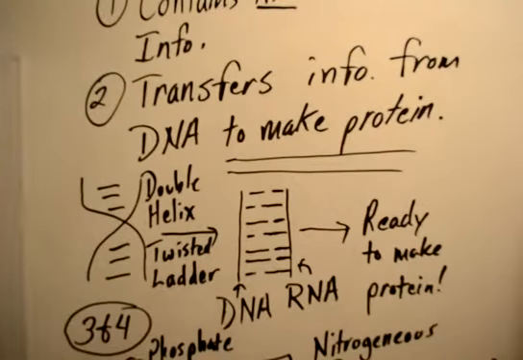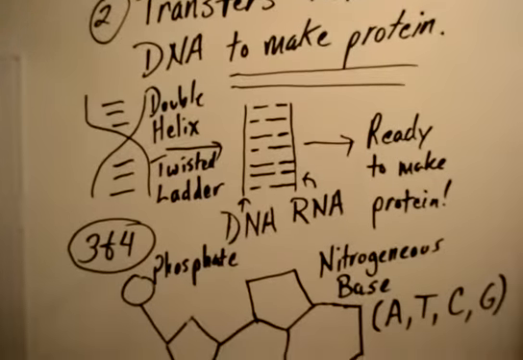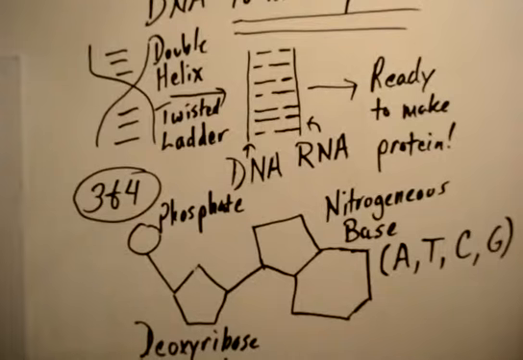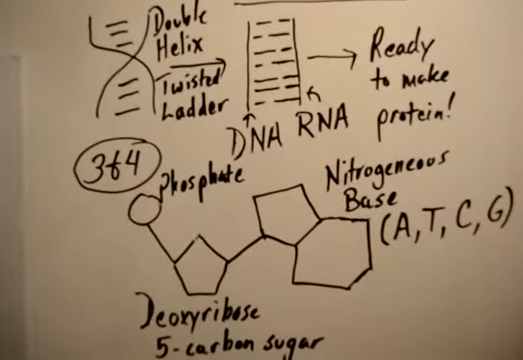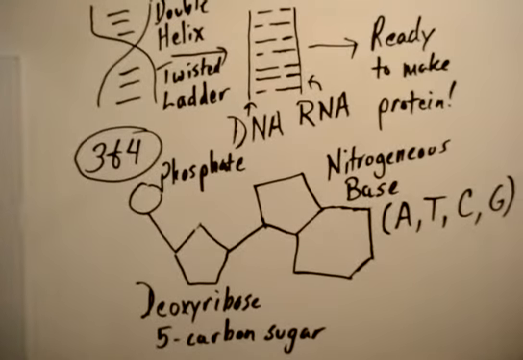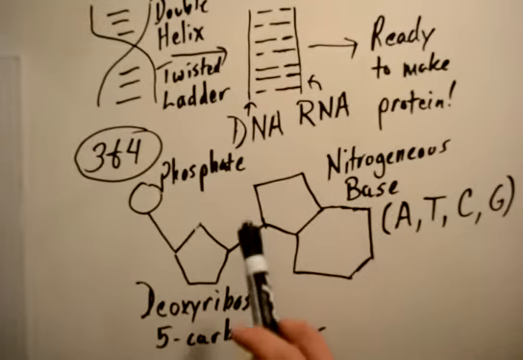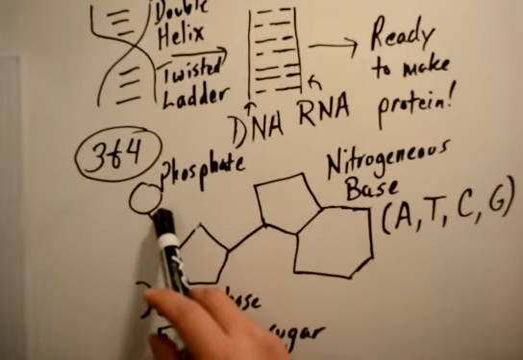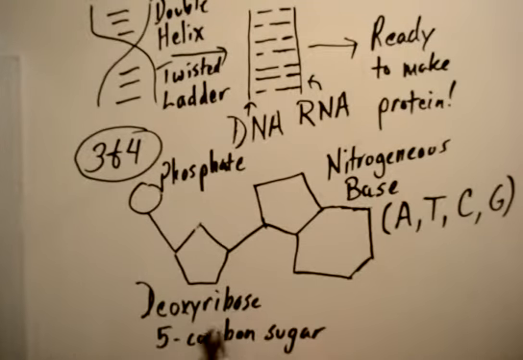Now, number 3 and 4 deal with the monomer of a nucleic acid. So the monomer of a nucleic acid is going to be a nucleotide. So a nucleotide is going to have 3 different parts. So these different parts are going to be your phosphate group, which is found here, your deoxyribose or your 5-carbon sugar, which is found here, and your nitrogenous base.